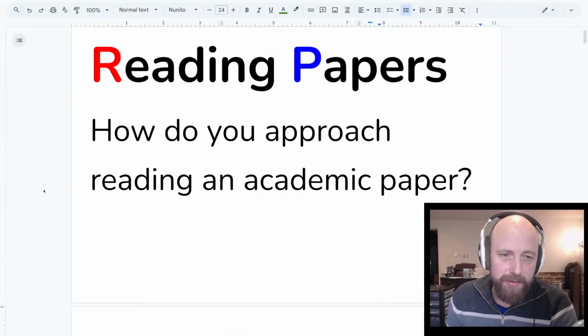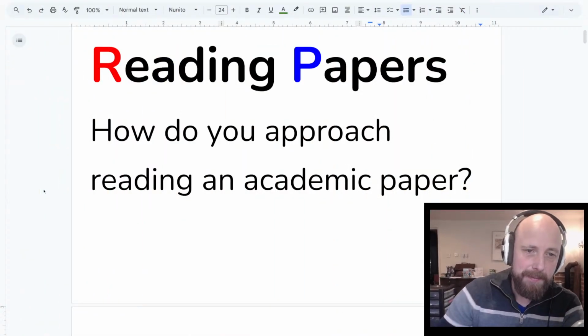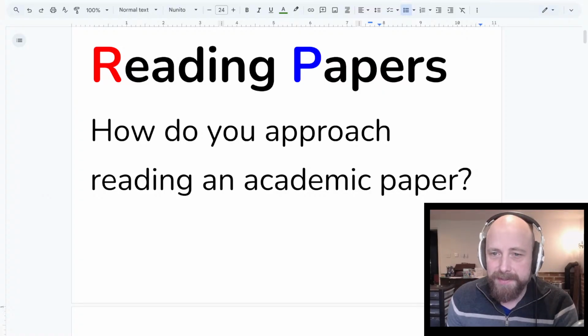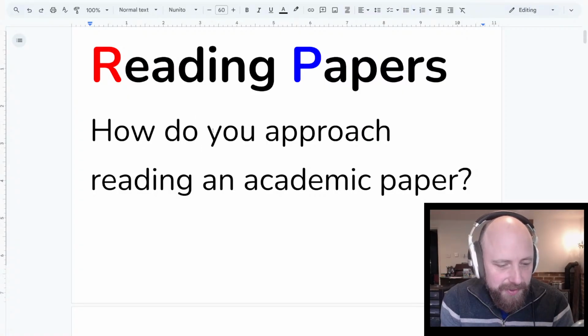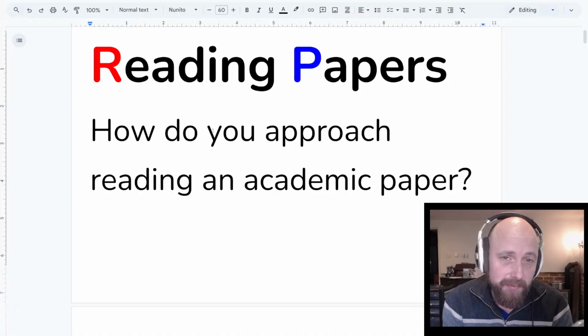So how do you approach reading an academic paper? That's the question we might start off with today. Well, there are a few strategies you could use when you first look at an academic paper. Obviously, why are you looking at an academic paper? Well, maybe you're studying a master's or a PhD. Maybe you're doing some research, or maybe you're just interested in reading the latest academic studies on a certain subject.